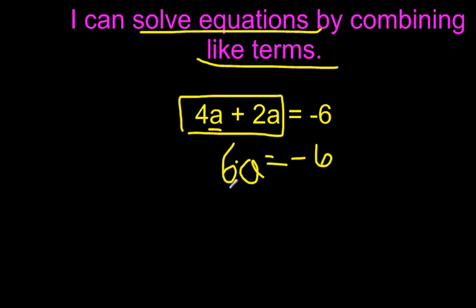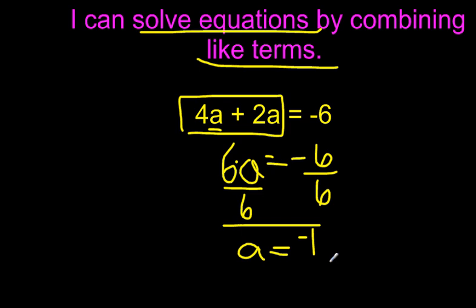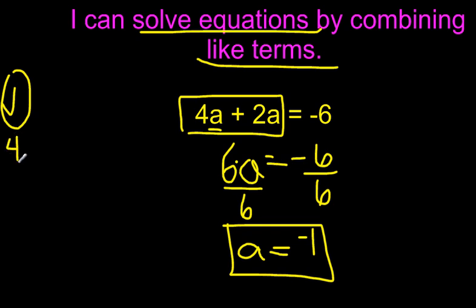Now I have multiply by 6. If I want to undo the multiply by 6, I'm going to divide by 6. And I have to do it on both sides. 6 divided by 6 gives me 1. 1 times a is 1a, and my a is all alone, which is exactly what I was hoping for. Now I do -6 divided by 6, and that gives me a -1. So a equals -1.